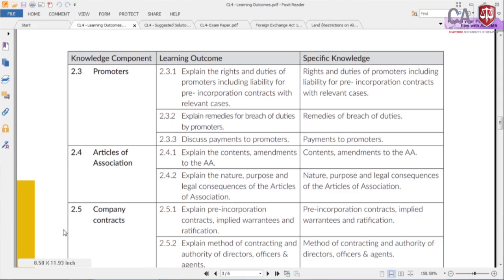So you should know the rights and duties of promoters, including liability for pre-incorporation contracts with relevant cases. Then explain remedies for breach of duties by promoters, and you must have specific knowledge on the remedies for breach of duties by the promoters. Then discuss payments to promoters, how payments could be allocated to the promoters and paid by the company. Then on the articles of association, we have very thoroughly dealt with.